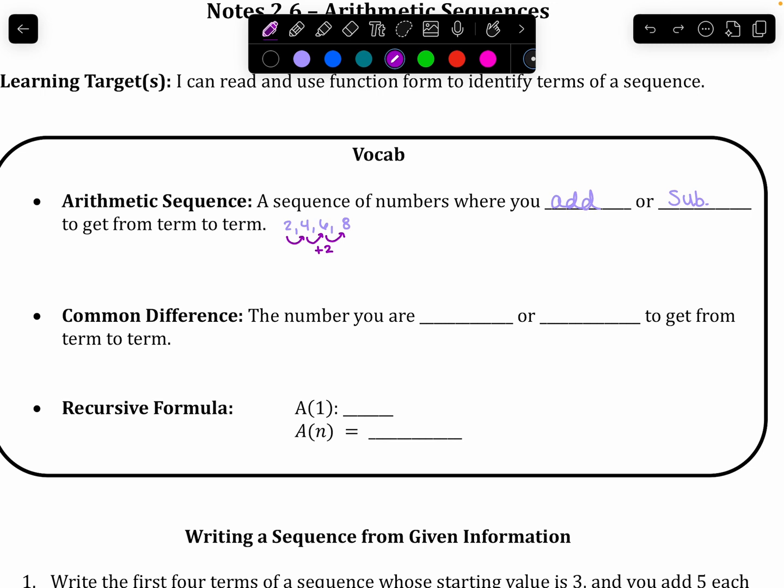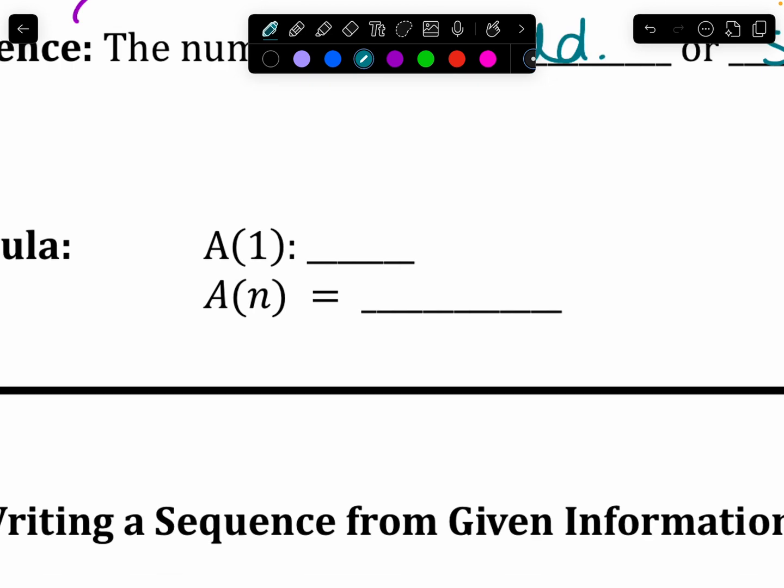A common difference is the number that you are adding or subtracting by to get from term to term. So the common difference is what that plus 2 is right there, okay?